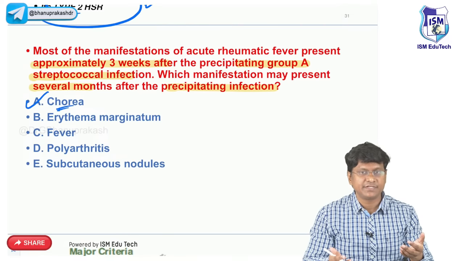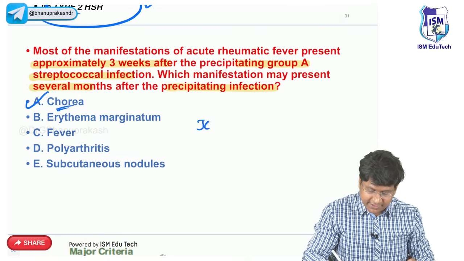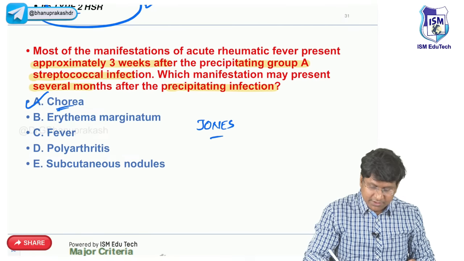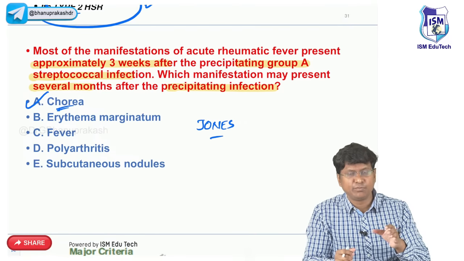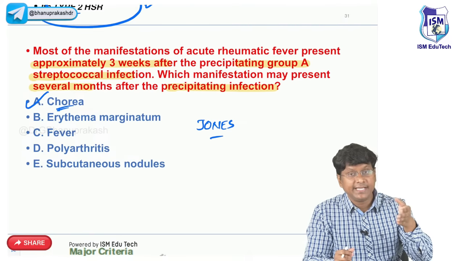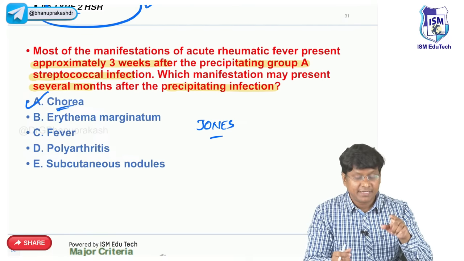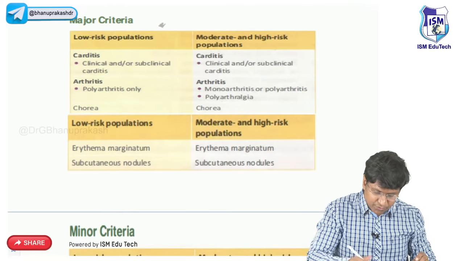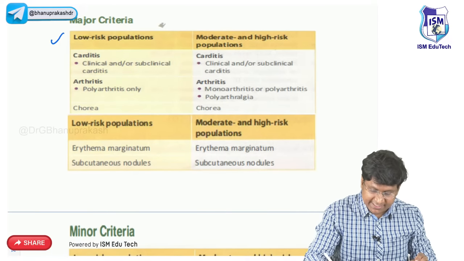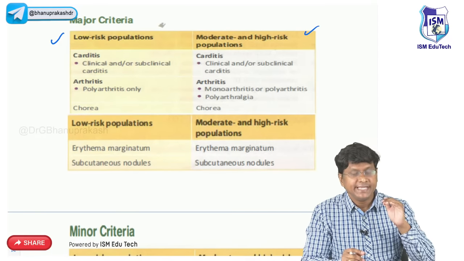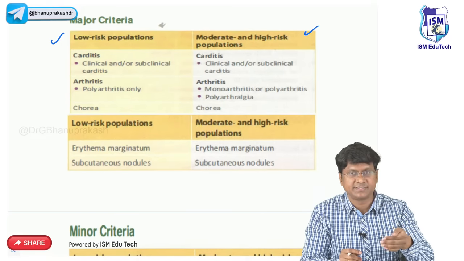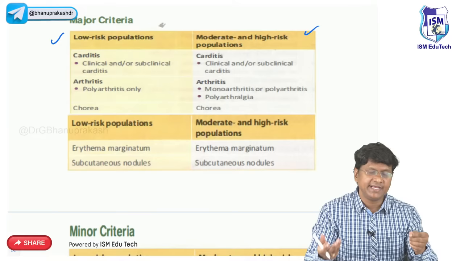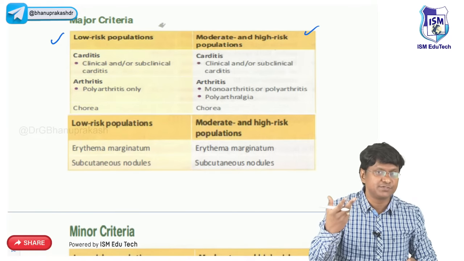Now, what is the name of the criteria? The name of the criteria is the Jones criteria. In 2015, the Jones criteria were modified into major and minor criteria, but they have divided them into the low risk population as well as the high risk population. In the low risk population, the chance of developing rheumatic fever is less. And as the word tells you, in the high risk population, the chance of rheumatic fever is more.